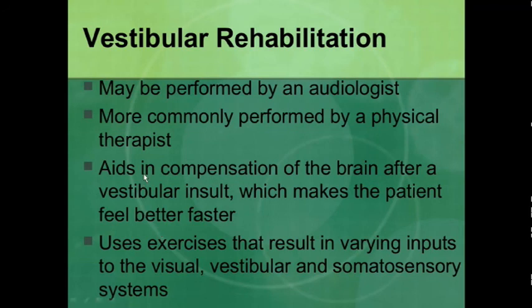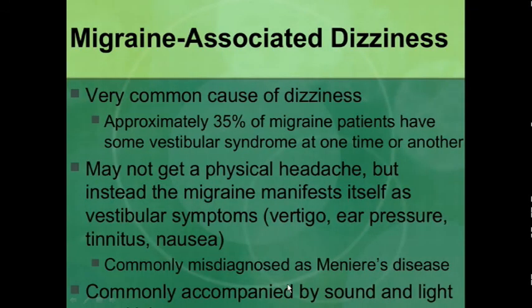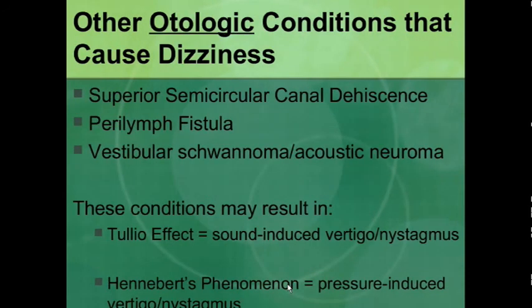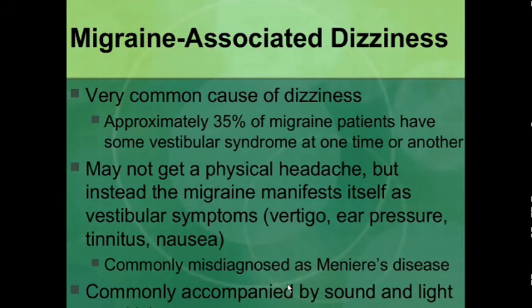These exercises help in compensation of the brain after a vestibular injury and make the patient feel better. So they help the patient by increasing inputs to the visual, vestibular and somatosensory systems. Migraine associated dizziness I just told you. Migraine with severe headache, vertigo and pressure symptoms sometimes may be confused with Meniere's disease. But typical of migraine, there is a sense of aura along with it, sound or light aura.